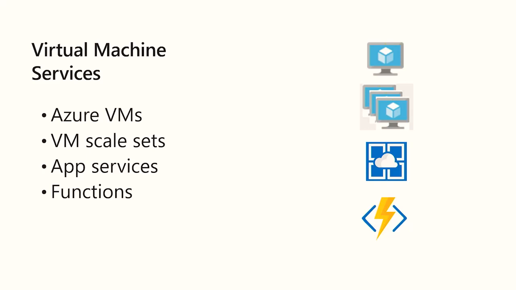And the scale sets, based on thresholds, will scale out automatically, whether it's a CPU or a memory threshold. The cool thing about scale sets is that they are elastic, which means not only will we scale out, but as those thresholds are unmet, we'll start to scale in automatically for you. We also have two other ones, app services and functions.